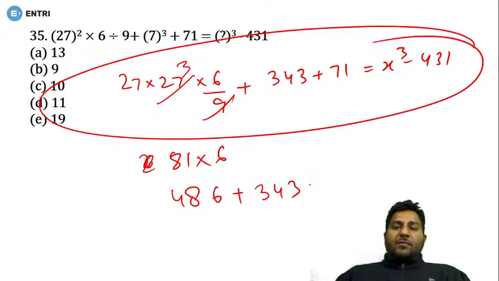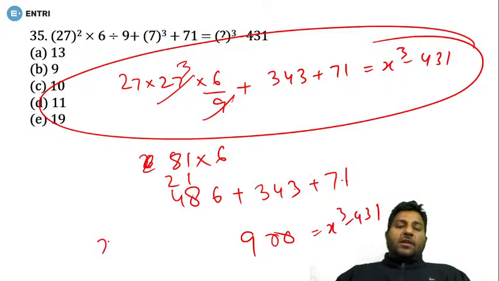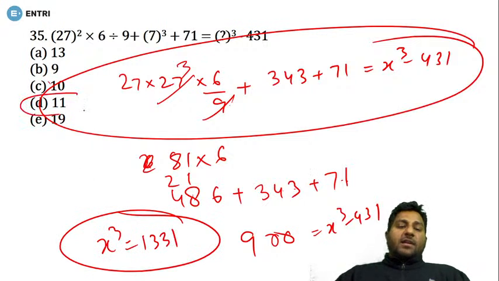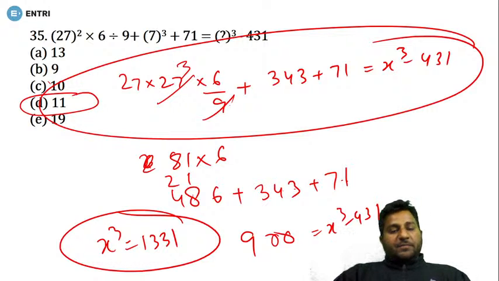343 plus 71. Okay, so look at this, 486 plus 343 plus 71 gives 900 equals x cube minus 431. So clearly x cube arrives as 1331. So the value of x is 11. D option. Spot on. Very good.